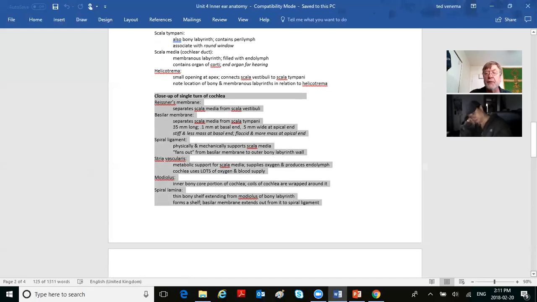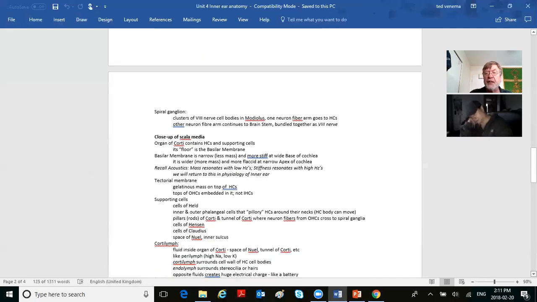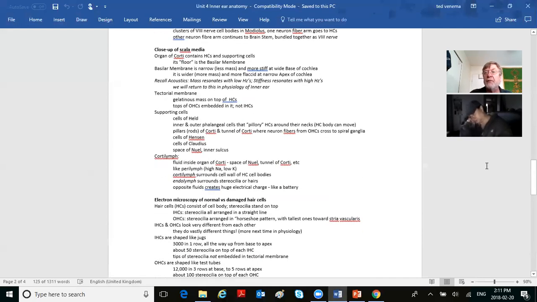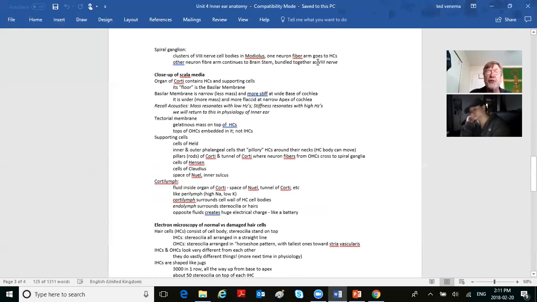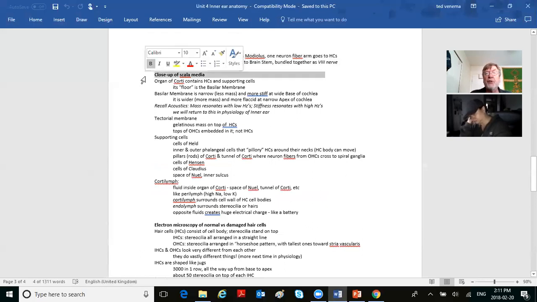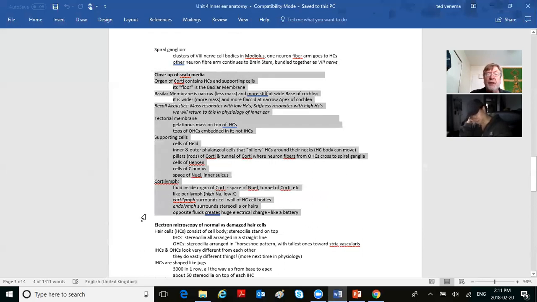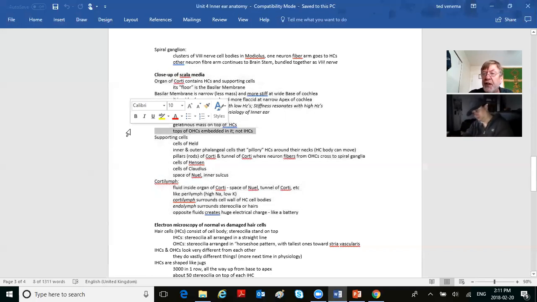Good. Move on down to page 3. Spiral ganglion. There's your third spiral. And then we went to a close-up of the scala media. And here we talked about tectorial membrane, a gelatinous mass on top of the hair cells. We said how the tops of the outer hair cells are embedded in it, but not the inner hair cells. That's all in this section.